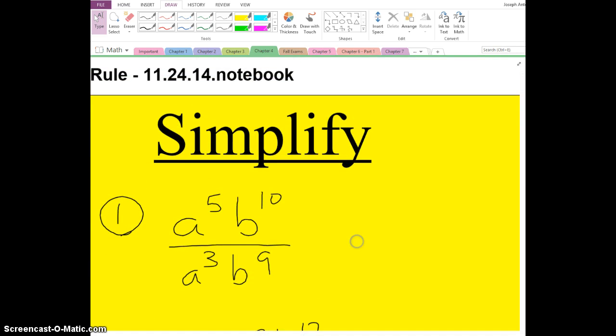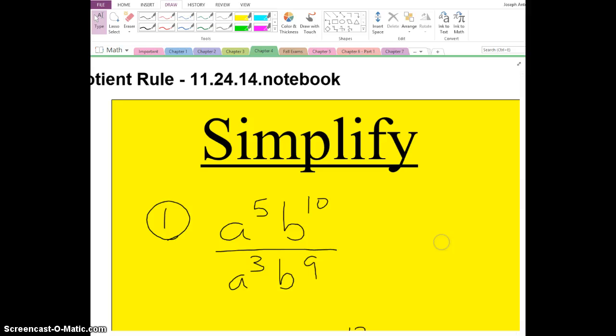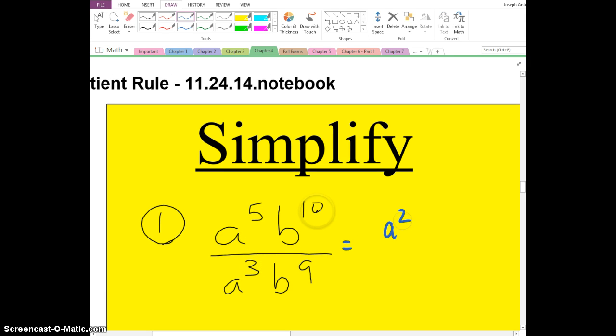I'm going to go down to this part where you have multiple variables in the same problem. You would say 5 minus 3 is a squared, 10 minus 9 is b to the 1st. However, we want our answers in simplest form, so we simply leave our answer as a squared b.